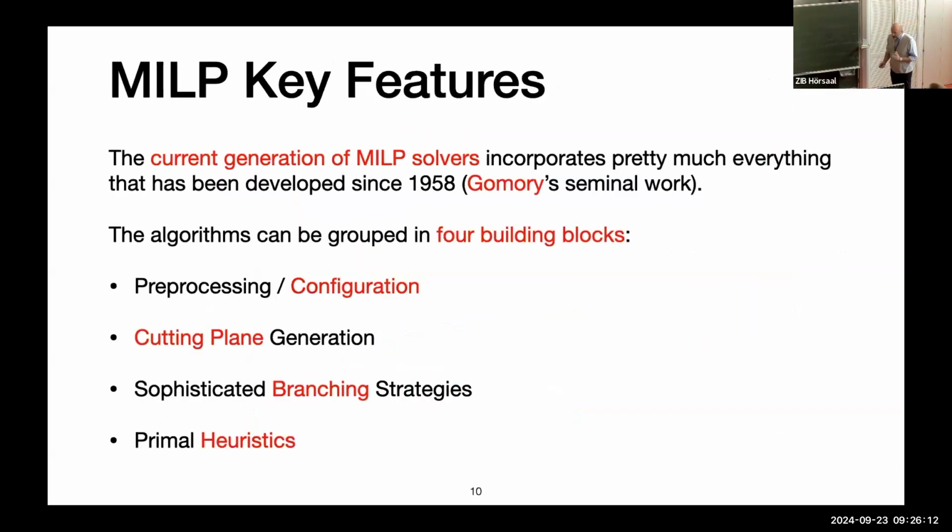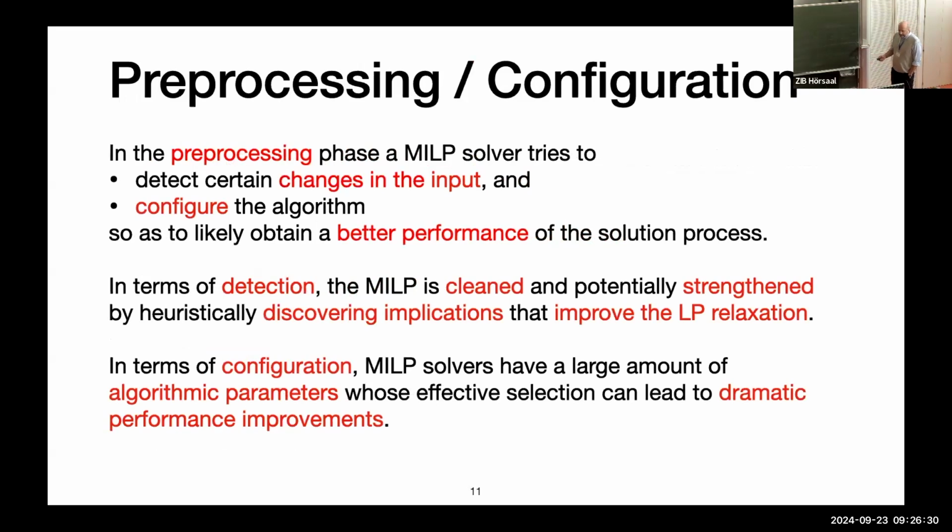The key features of mixed integer linear programming covered by Timo last week are preprocessing and configuration, cutting plane generation, sophisticated branching strategies, and primal heuristics. Of course, there is much more, but that's the core. I'm not going to spend time on those, but the way I think about preprocessing and configuration is whatever you want to do in order to be more effective later on. Like reducing the size of the problem by understanding connections between the variables and maybe removing constraints, and configuring your mixed integer programming solver in such a way that later on it is going to be more effective.